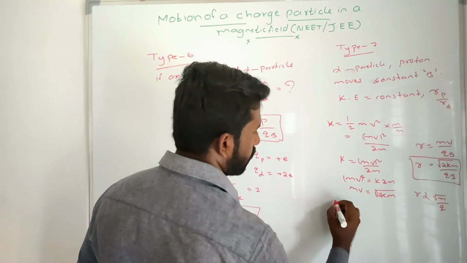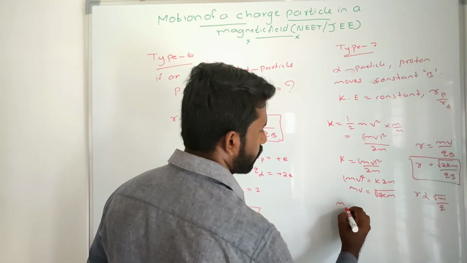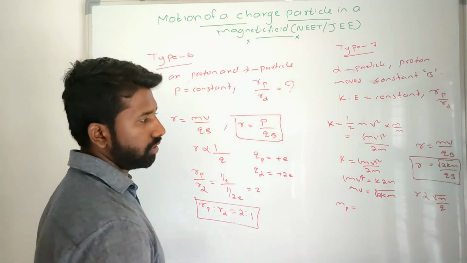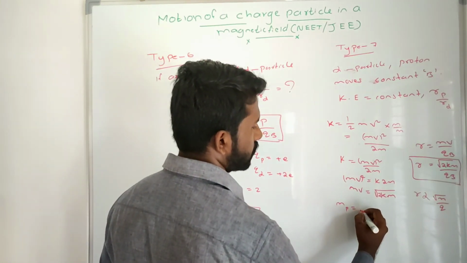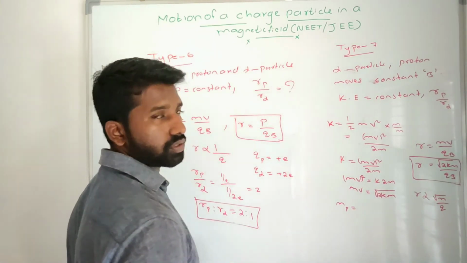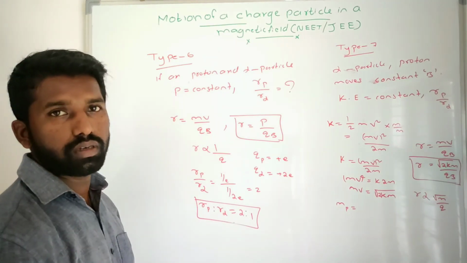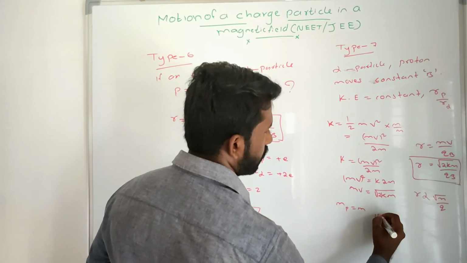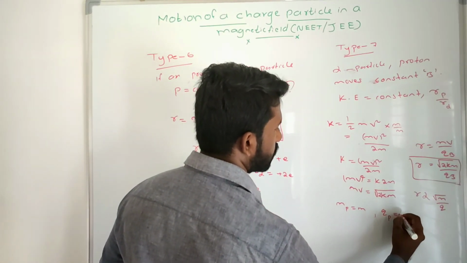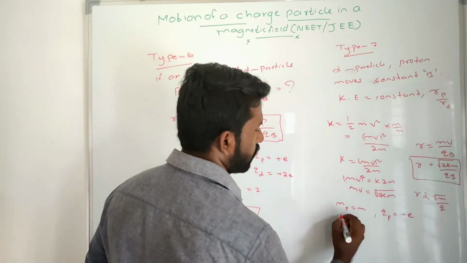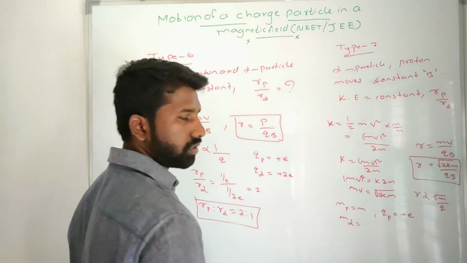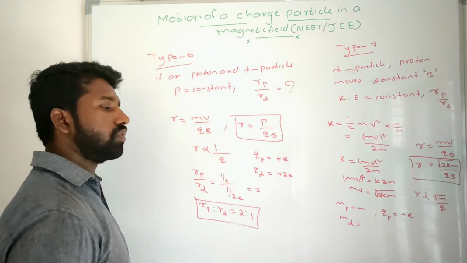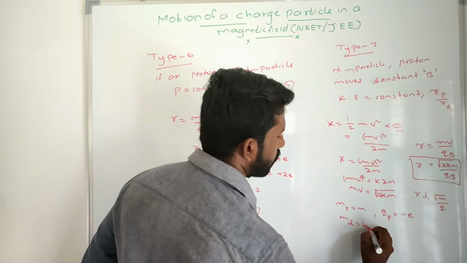Okay. Then what about the mass of the proton? Mass of the proton we know is 1.6 into 10 power minus 27. I am taking it as m. Okay. Then what about the charge of the proton? Charge of the proton is plus e. What about the mass of the alpha particle? Alpha particle has 4 nucleons, that is 4m.